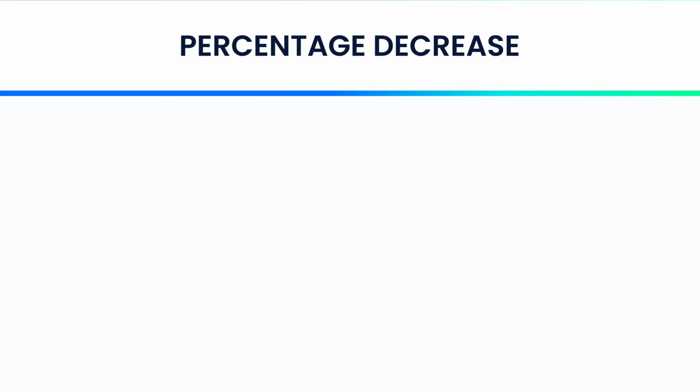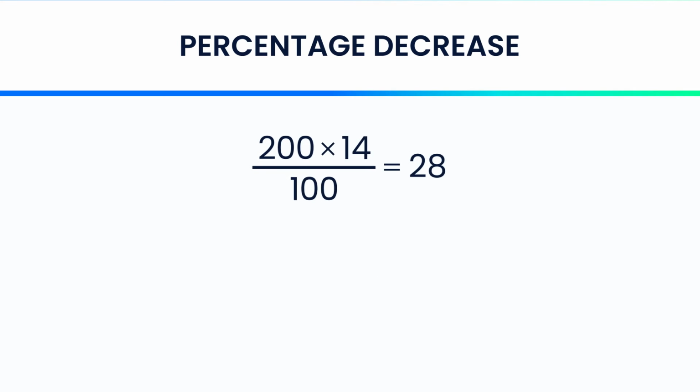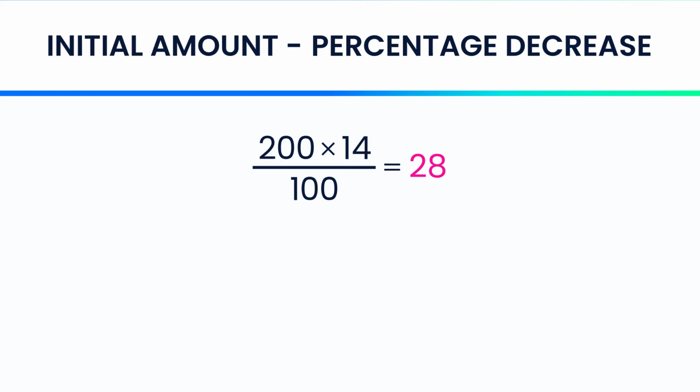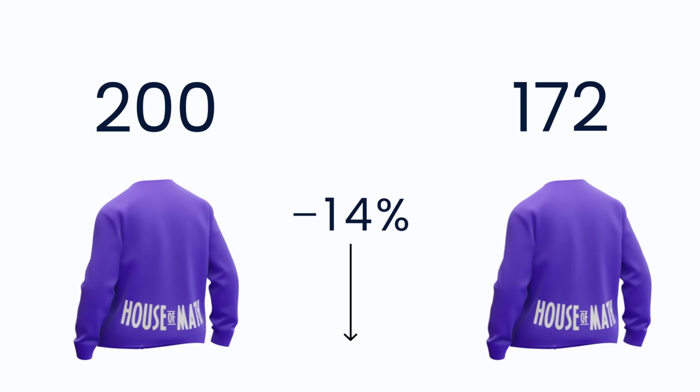Your old method would look like this. First, you find the decrease. 200 times 14 divided by 100. 200 is 2 times 100, so you can cancel out 100 in the numerator and denominator, leaving 2 times 14, which is 28. Then you subtract this decrease, 28, from the initial amount, 200, which equals 172. The price of the jacket after summer will be 172.